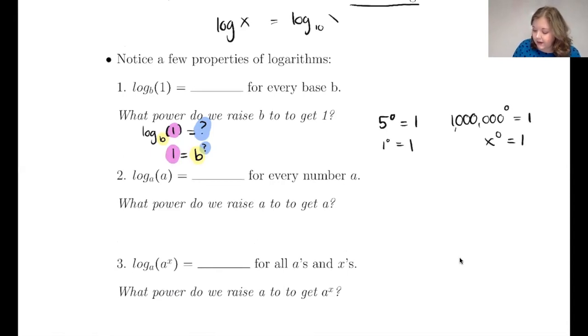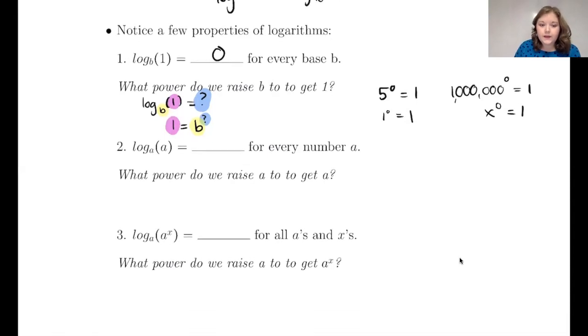So in this case, we would know that this power here, the question mark, needs to be 0. So log base b of 1 is equal to 0. Sorry, so if we want b to a power to equal 1, it needs to be b to the 0 power.